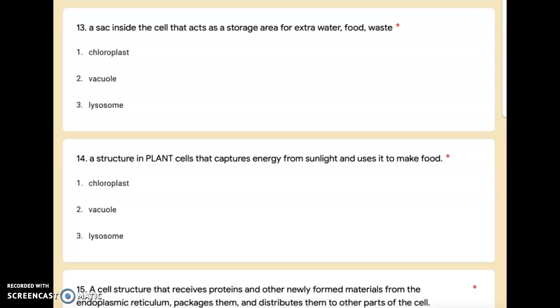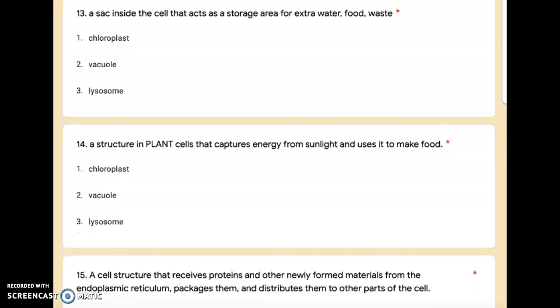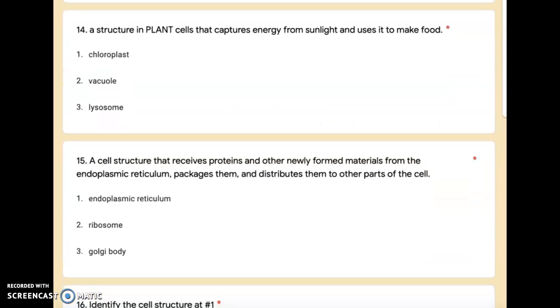Number 13. A sac inside the cell that acts as a storage area for extra water, food, and waste. Is that the chloroplast, vacuole, or lysosome? Number 14. A structure in plant cells that captures energy from sunlight and uses it to make food. Is that chloroplast, vacuole, or lysosome?